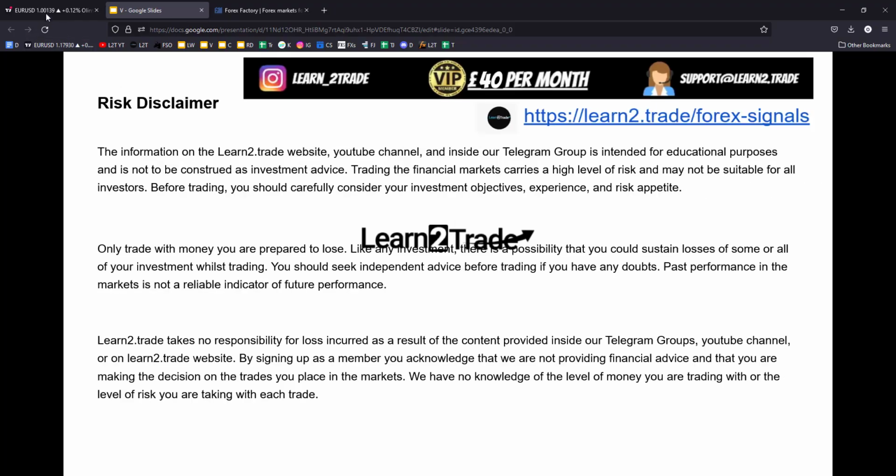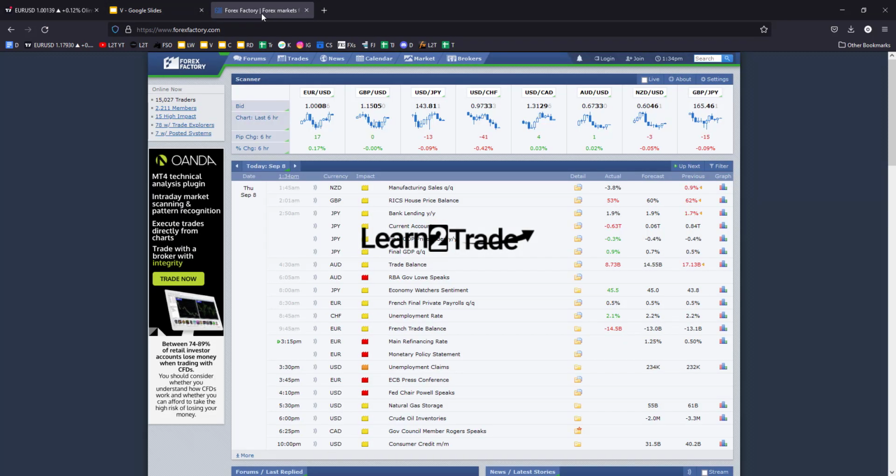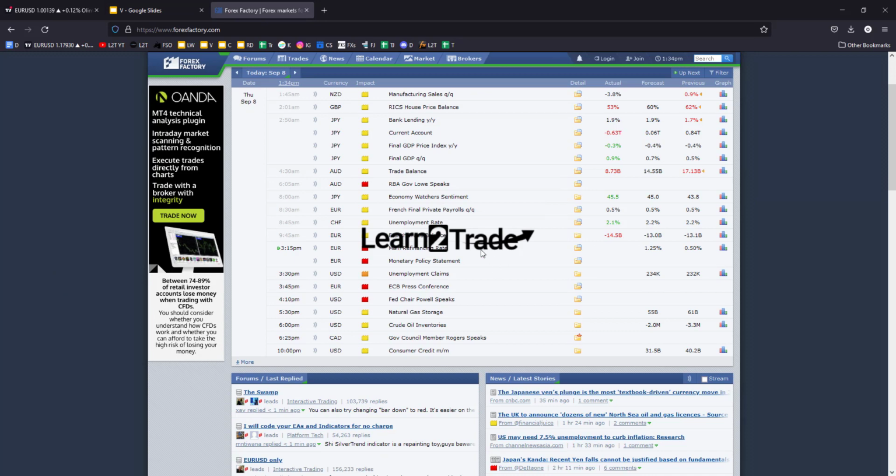Let's take a look at the euro versus the US dollar. But first of all, later today we'll have the ECB. The main refinancing rate is expected to be increased from 0.50% to 1.25%. Don't forget that the monetary policy statement and the ECB press conference could bring high volatility and sharp movements.